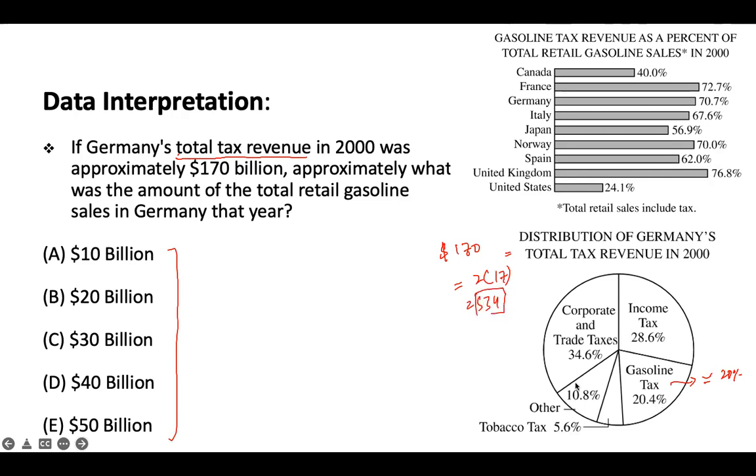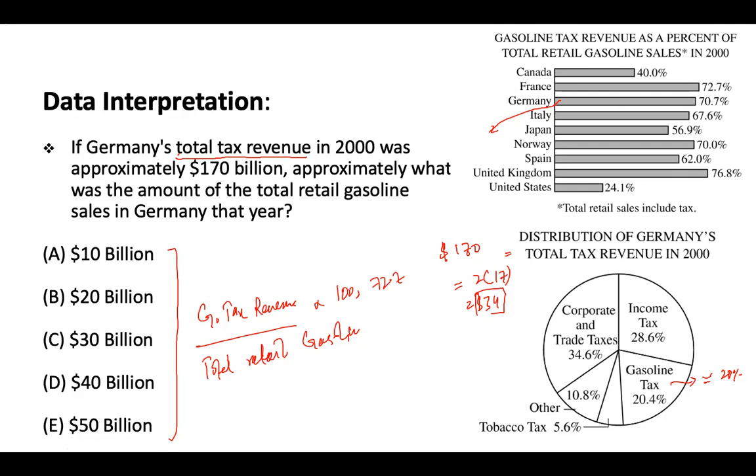Now, the gasoline tax actual value is $34, but we need to actually find the total retail gasoline sales. So we know that for Germany, gasoline tax revenue divided by total retail gasoline sales into 100 is equal to how much? 70.7%. And if we use this, then we can find the total retail gasoline sales. So what is this value? This value is 34. And we need to find this thing. Let's keep this as X into 100 is equal to 70.7%. We can write this as 0.7. So what will be this value? That will be 34 over 0.7.